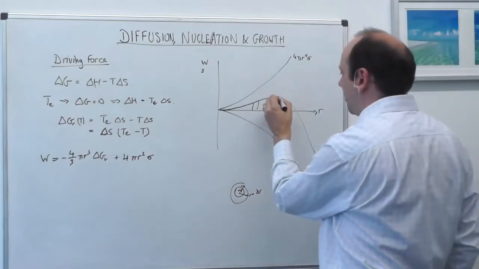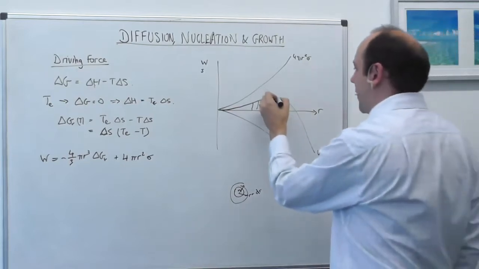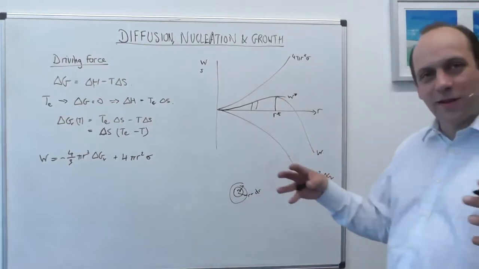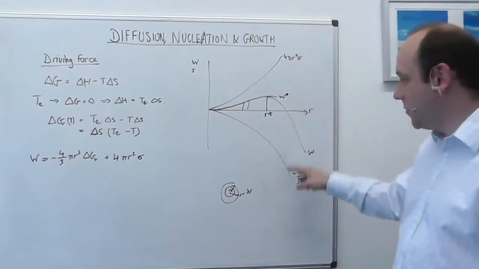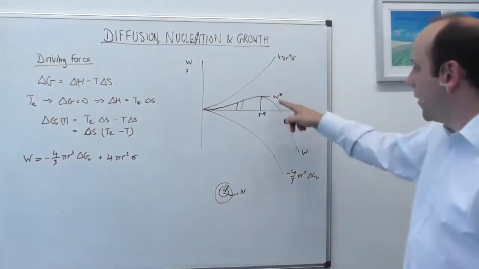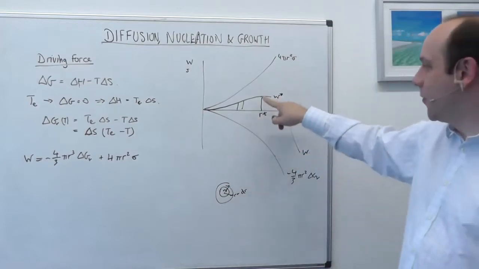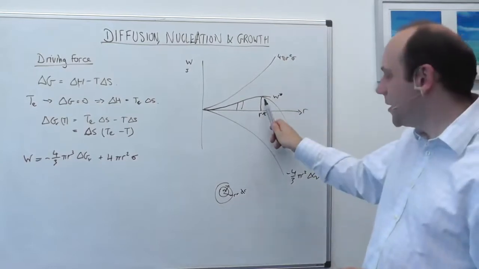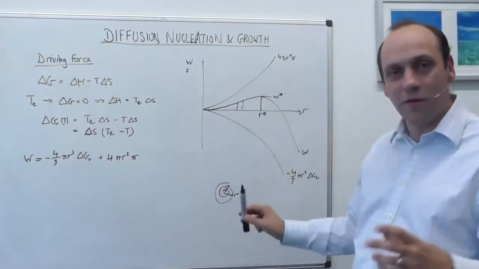But beyond this maximum point here, let's call that maximum point a critical radius r star, and it'll have a critical energy W star as well. Beyond that point, the energy you expend on creating new surface is relatively small compared to the energy you get from transforming from the alpha to the beta phase. And therefore, you need to have a particle of this initial critical radius in order for the transformation to happen. So I'll say that again. You need to be bigger than the critical radius in order for the transformation to proceed, for an initial nucleus to grow.